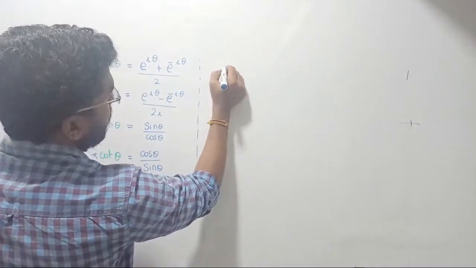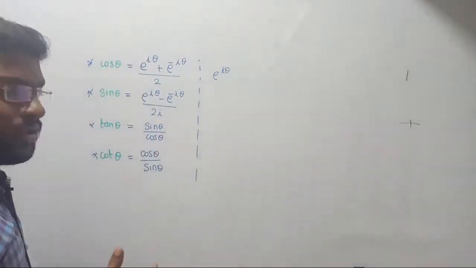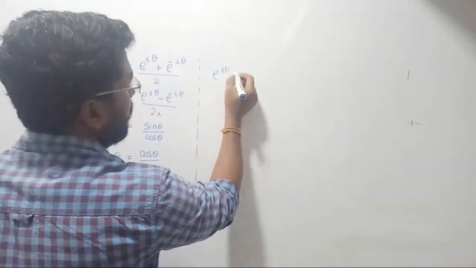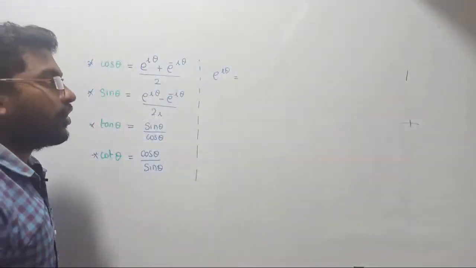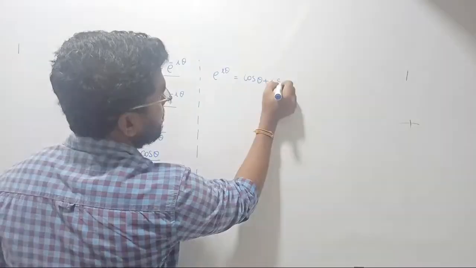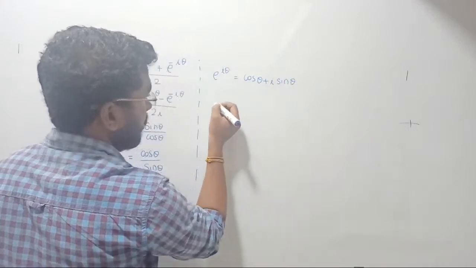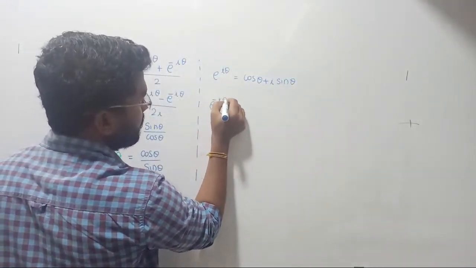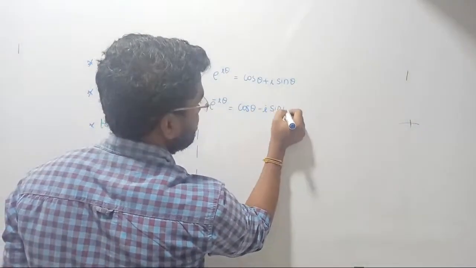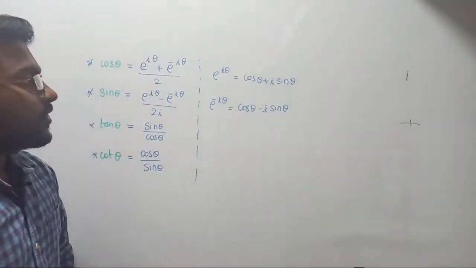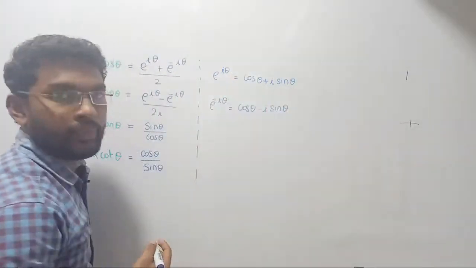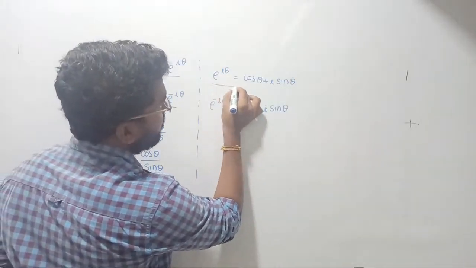We all know e power i theta. Guys, I know you know these things; I'm just recapping because it is required now. The Euler expansion of e power i theta can be written as cos theta plus i sin theta. Similarly, e power minus i theta can be considered as cos theta minus i sin theta. So, this is the Euler expansion.